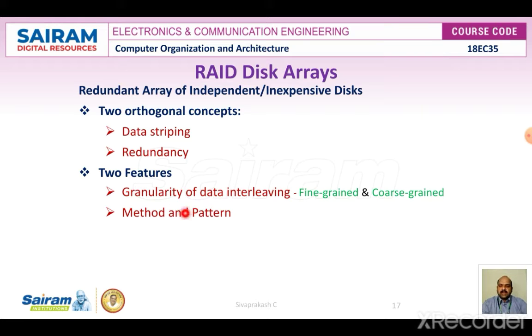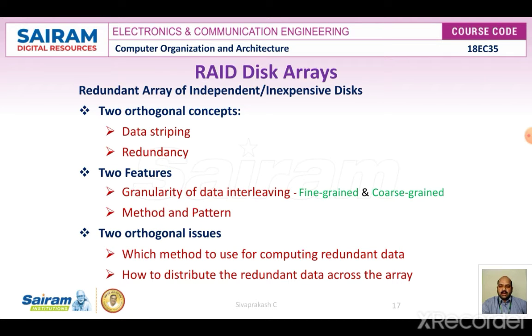The second feature is the method and pattern in which the redundant data is computed and distributed across the disk array. Next, there are two more orthogonal issues. One is which method to use for computing the redundant data, for example, parity, Hamming code, or Reed-Solomon codes. The second issue is how to distribute the redundant data across the array.